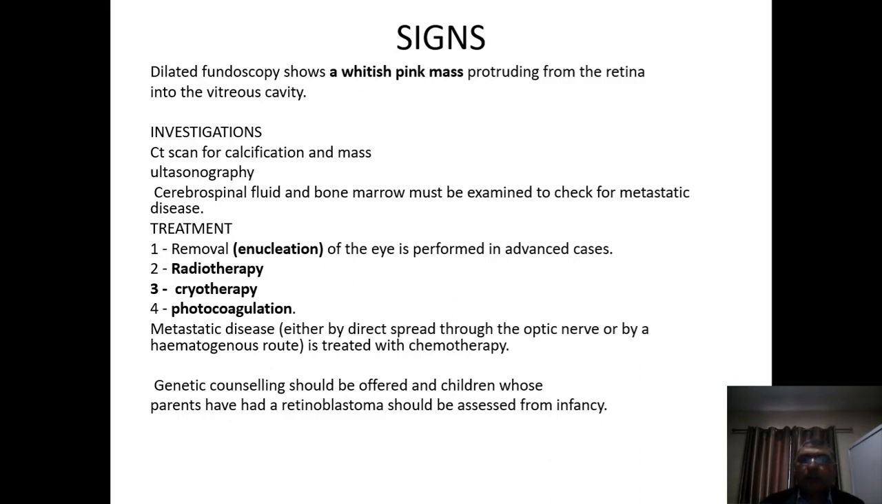Treatment: if the tumor is big, filling the eye, and there is no hope of recovery of this eye, we do removal of the eye, enucleation. Radiotherapy may be done. Cryotherapy may be done in anterior small tumors. Photocoagulation can be done with laser in posterior small tumors. But if there is metastasis, these children should have chemotherapy, and then we will deal with the eye either by enucleation or other modes of treatment. Genetic counseling should be done.